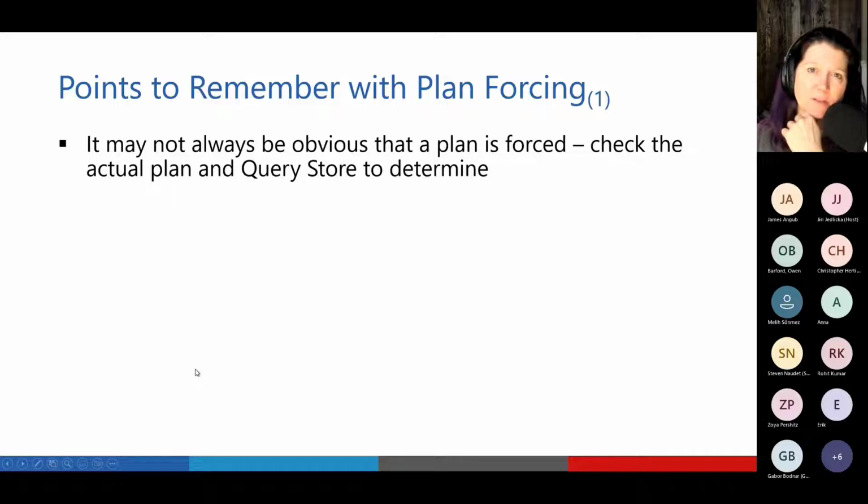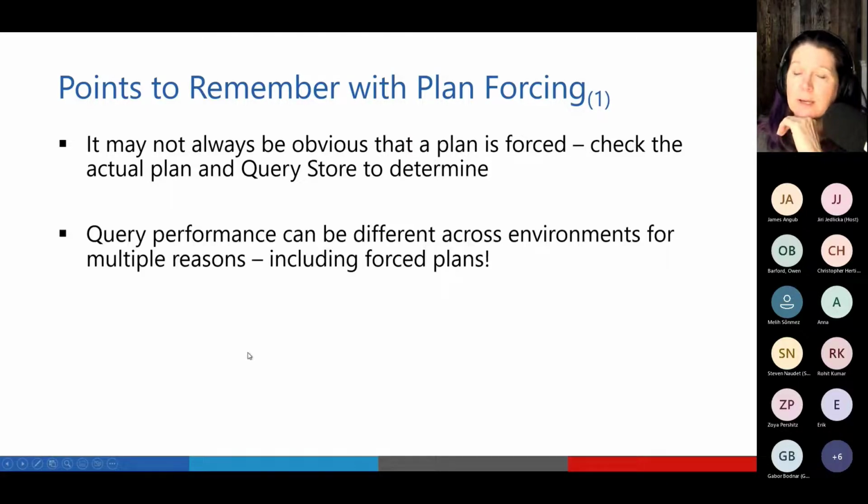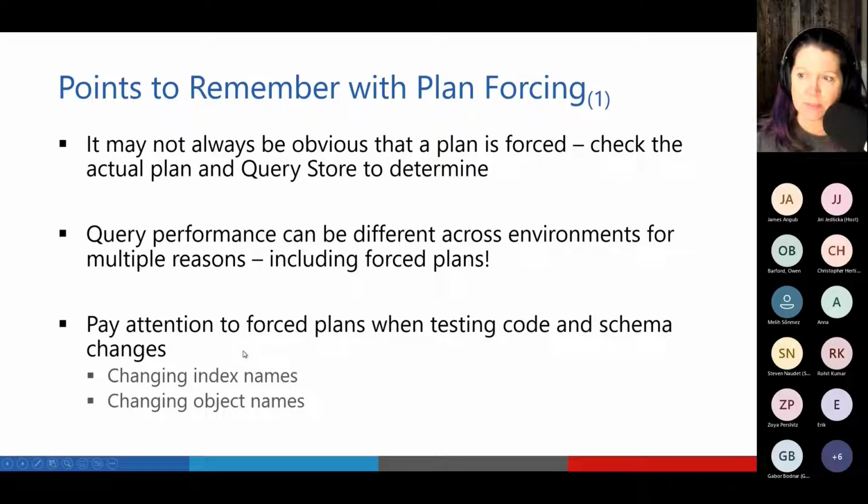It may not always be obvious that you have a plan that's forced. So you need to look at the actual plan. You need to look in Query Store to confirm. If you've got multiple environments, a test, a dev, a QA environment, you know that performance can be very different across those environments. Plan forcing adds another reason that performance can be very different. So you need to check to see if you have forced plans.